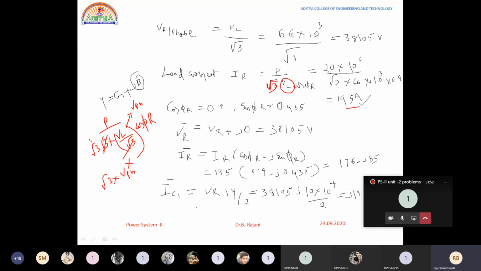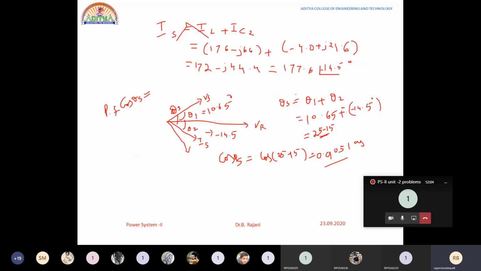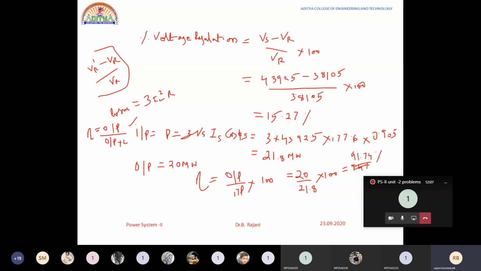If you put root 3 at the front, then you have to put the line value itself. I hope you all are clear. Okay? Yeah. This is how you have to do the problem. This is how you need to do the problem. 91.74 is the answer, which is nothing but the efficiency.